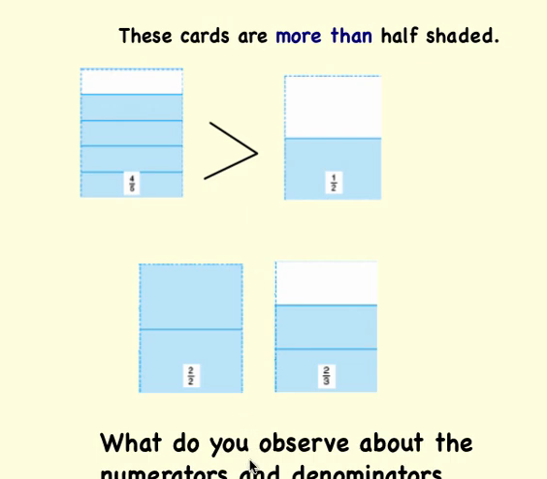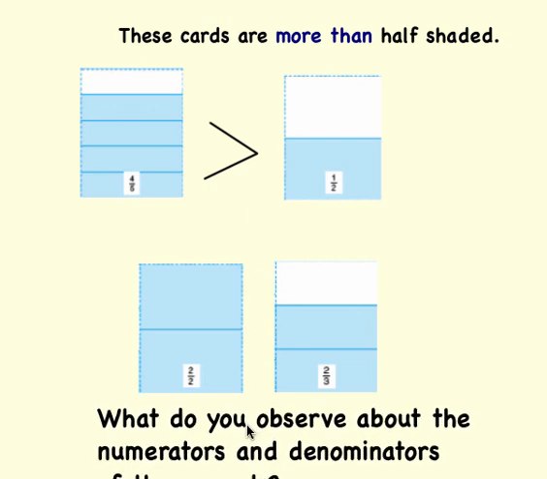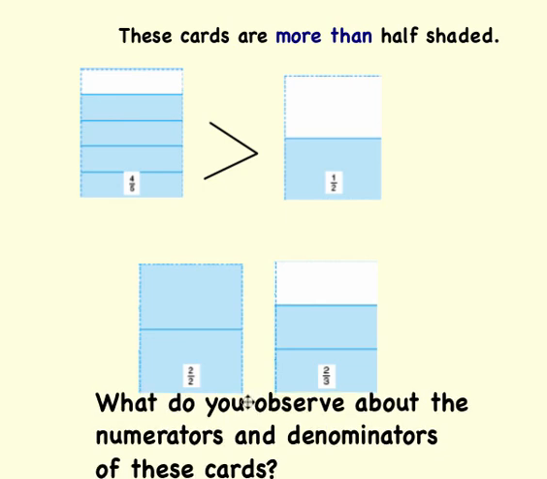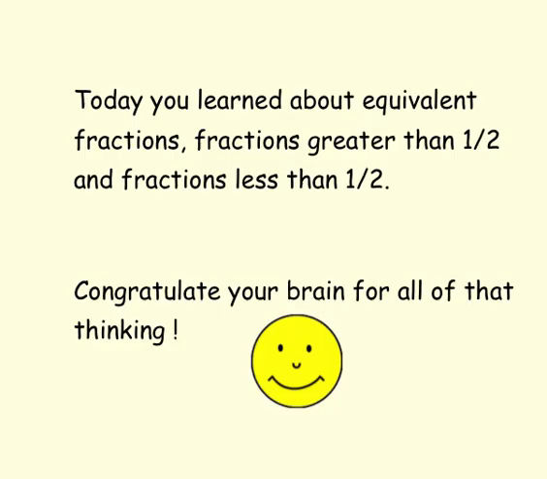Okay, if we go down below, thinking again about the numerators and denominators, we want to figure out, what do we notice? Well, half of 2, in this case we know it's more than 1/2 because the whole thing's shaded. But if we were to think of our little trick, half of 2 would be 1, right? So 1/2 would be written as 1 over 2. And if we look now at the numerator, it's a 2, and that's more than 1. So that tells us this is more than 1/2 shaded. Okay, today you learned about equivalent fractions.